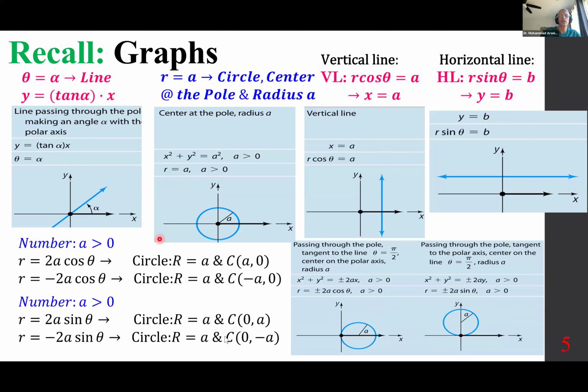And in all of these cases, when r is plus or minus 2a cosine theta or plus or minus 2a sine theta, it represents a circle with radius a. All of them have radius a. If it involves cosine, then the center is along the x-axis. If it involves sine, it's along the y-axis. Okay.